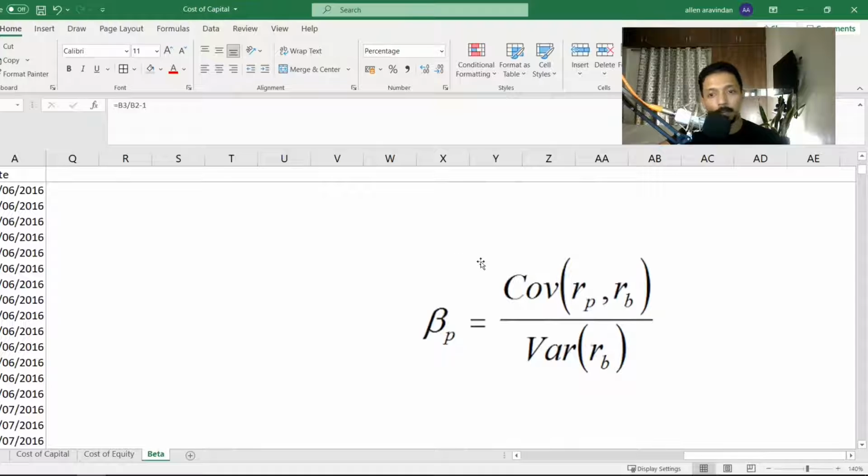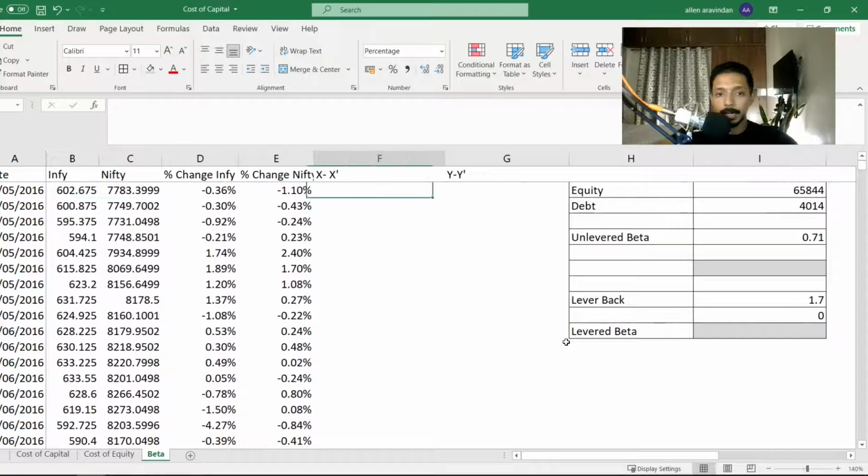Whatever covariance you get, you divide it by the variance of the market. Remember, the denominator will be the variance of the market, not the Infosys stock, and that will give you the beta. So this is the sensitivity calculation adjusted for the deviation of the market. Let's go ahead and first do it manually, and then I'll show you how to use the covariance formula which is already there in the Excel functionality.